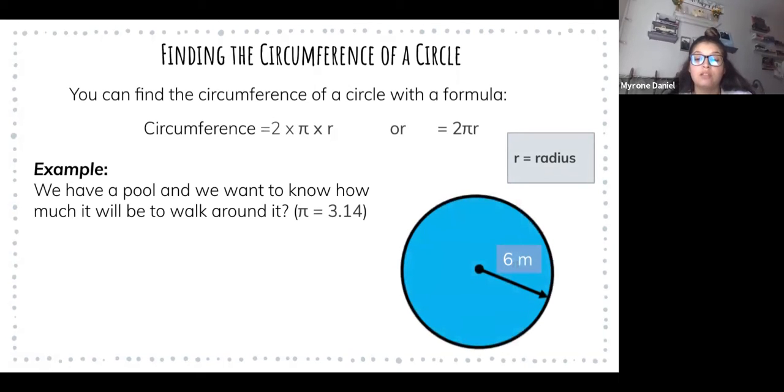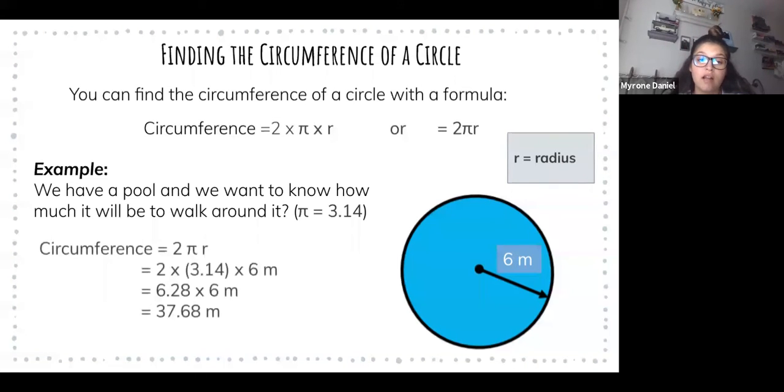So here's my pool. And my pool's radius is going to be 6 meters. So our circumference using our formula, 2 pi r, which is 2 times 3.14 times our radius of 6 meters. 2 times 3.14 is 6.28. That's times 6 meters. So our circumference around the pool is going to be 37.68 meters.